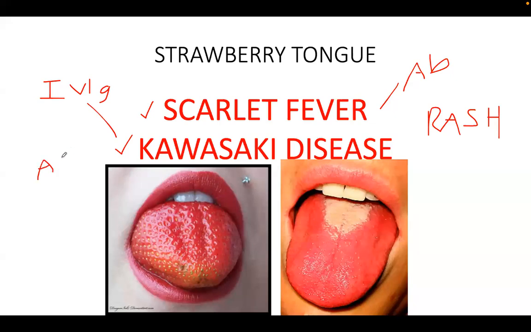When and why do we give aspirin? We give aspirin to prevent the complications, which is coronary artery disease, as well as the aneurysm. That is the reason why we give aspirin. It is not for the treatment. Please remember that it is not for the treatment.